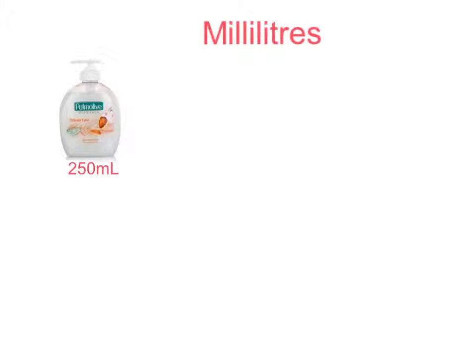So here I have a container of hand soap, and I know that the capacity is 250 milliliters because it says it on the label. And I know that each time I pump the hand soap all the way down, I get 3 milliliters of hand gel out. 3 ml.